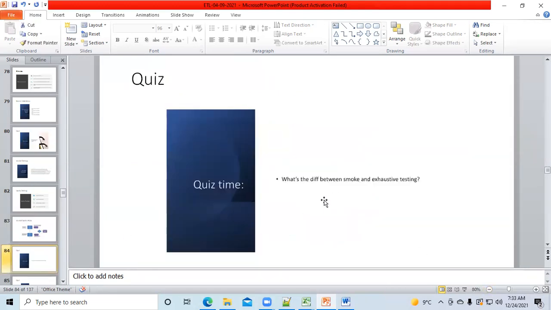Okay, now quiz time. What's the difference between smoke and exhaustive testing? See, smoke and exhaustive, they both are totally different. Exhaustive testing means you are testing each and every functionality. You are testing the behavior of each and every functionality. You are testing the data. You are testing each and everything to whatever detail you want. That is known as exhaustive testing.